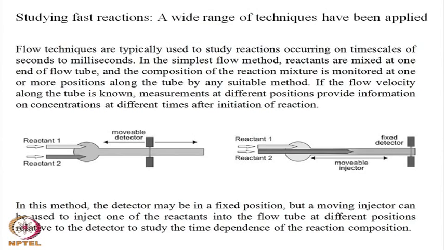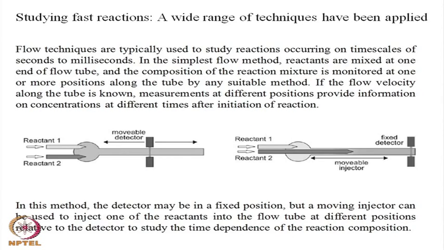In this case a number of techniques are available, like flow techniques. These are typically used to study reactions occurring on time scales of seconds to milliseconds. Milliseconds means 10 to the power minus 3 second, that is 1 by 10 to the power 3 second. If you divide 1 second into 1000 parts, one part will be 1 millisecond.